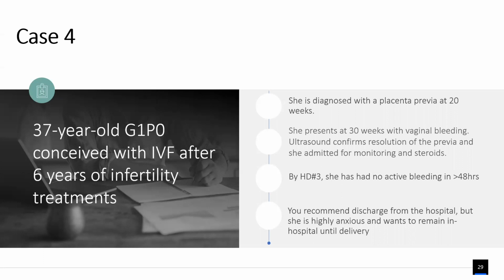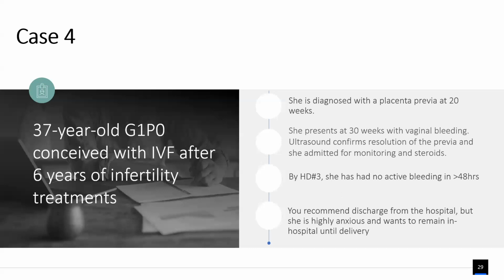So here we have a 37-year-old, first pregnancy. It took her a long time to get pregnant with multiple IVF cycles, and she's finally pregnant. But she's diagnosed with placenta previa at 20 weeks. Now, placenta previa at 20 weeks, 3 to 5% of pregnancies at least have a placenta previa, most of them resolve, but not all of them. And we've published, as others have, the risks of a resolved previa, but it's a very, very common clinical scenario we've all had. Now, this patient indeed has vaginal bleeding at 30 weeks.